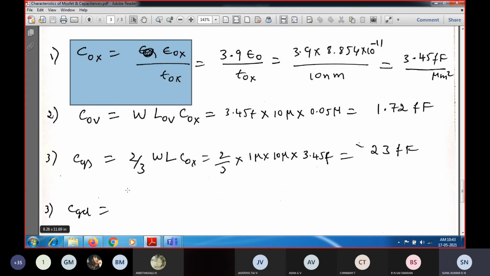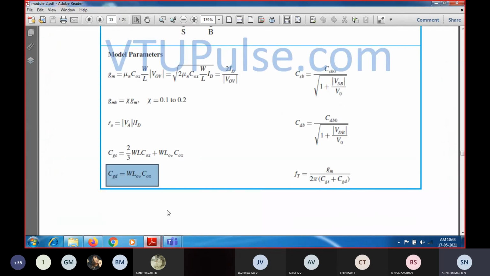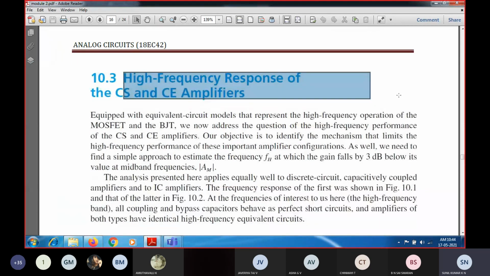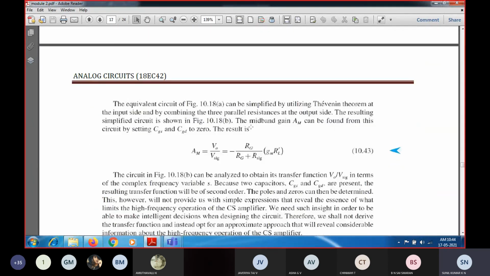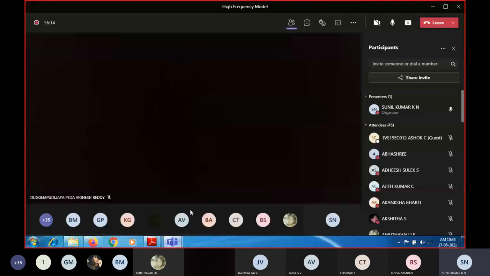Is it clear? With this I'll conclude today's session. Since I need to start another topic, it is going to take too much time. Tomorrow I will start with the high frequency response of the common source amplifier. I'm leaving 5 minutes early. If you have any doubt, you can ask.